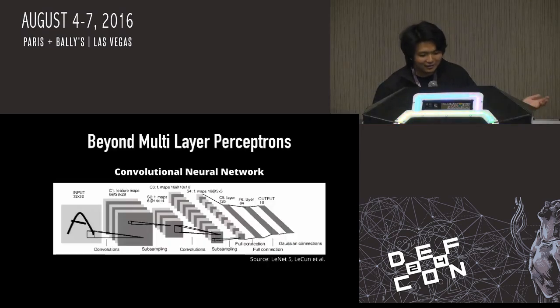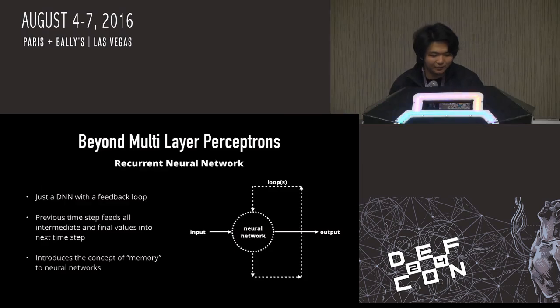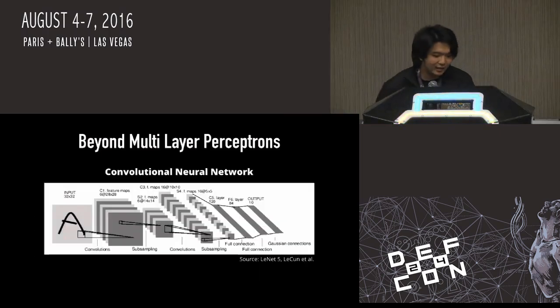So this is just a diagram of the convolutional neural network that was used to classify the digits. Basically, if you look at the small squares that are zoomed in, one part of the digit is fed into feature maps, and then you do subsampling on that, and then you perform convolutions, you perform more subsampling, and then you do a prediction on that.